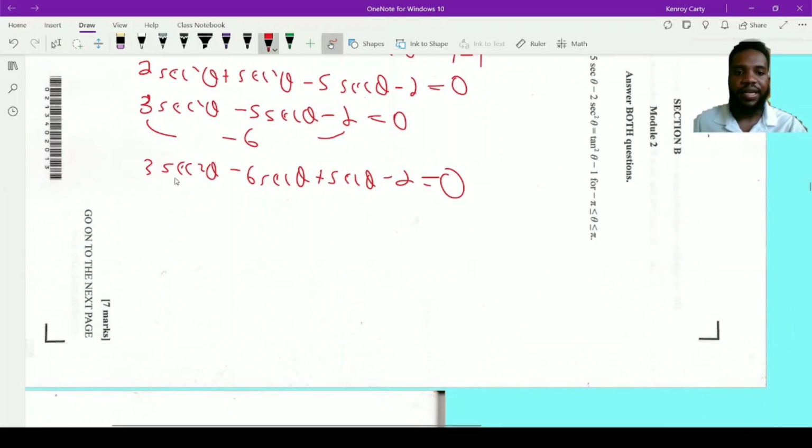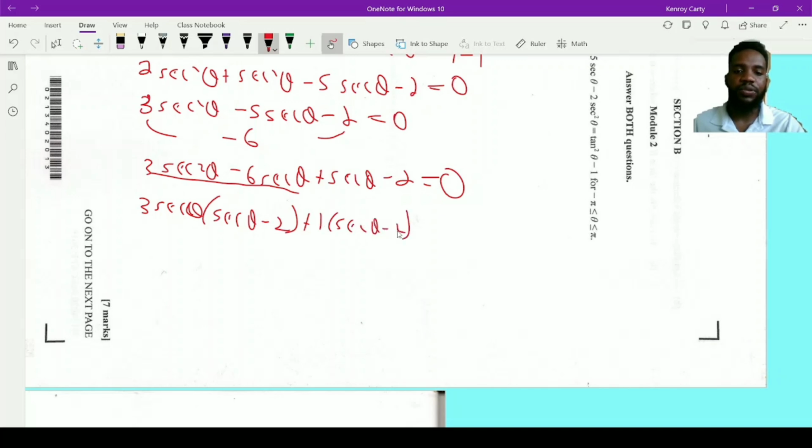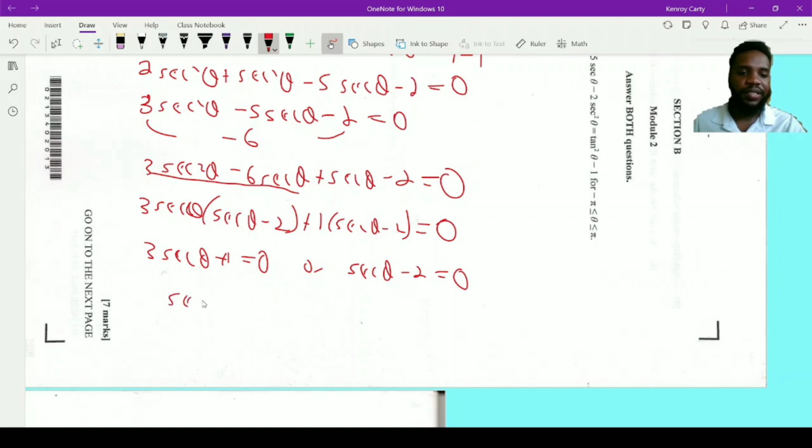So here now I can factor out a 3 sec theta, because remember you pair them off. 3 sec theta, and I'm going to have sec theta minus 2. Here, the only thing you can take out is 1. You have sec theta minus 2, and everything is equal to 0. So it's either 3 sec theta plus 1 equals 0, or sec theta minus 2 equals 0. In this case, we can say that sec theta is equal to negative 1/3. And here we can say that sec theta is equal to 2.